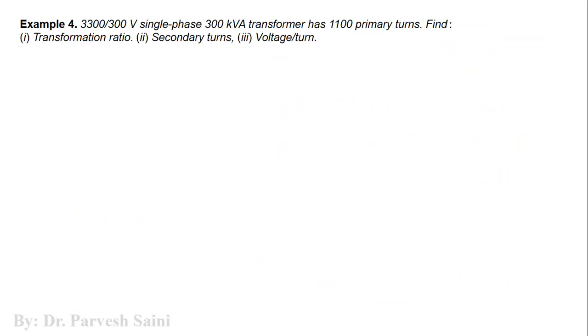Now, similarly, in the last question also, the statement is very simple. We have a 3300 by 300 volt single phase 300 kilovolt ampere transformer, which has 1100 primary turns. We have to calculate the transformation ratio, the number of turns in the secondary winding, let us say this is N2, and transformation ratio is K, and the voltage per turn ratio. That is, either we can calculate E1 by N1 or E2 by N2. Both are the same because these two turn ratios are equal. We have seen this in the EMF equation of the transformer in that particular lecture. So let us see how to solve this particular numerical.